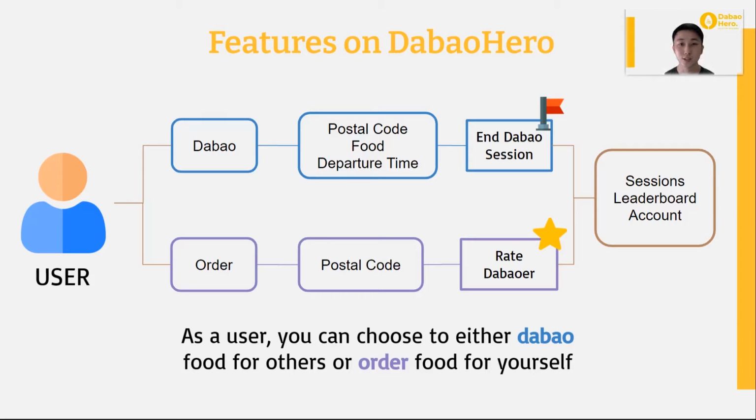For users choosing the order option to order food for themselves, they will search for a session to join by entering the postal code. Similarly, they will be matched to a Tapaoer and they will send all order details through the session chat. And once they have completed the order from the Tapaoer, they will rate the Tapaoer on a scale of 1 to 5. So there will be a leaderboard also to gamify and incentivize the Tapaoers, and they will all be ranked based on successful orders and ratings.